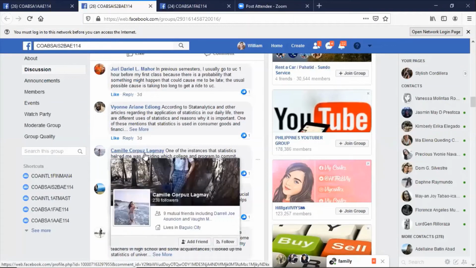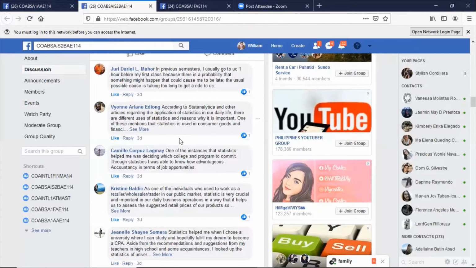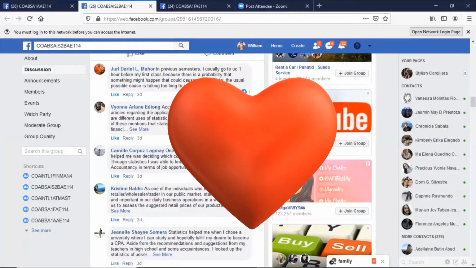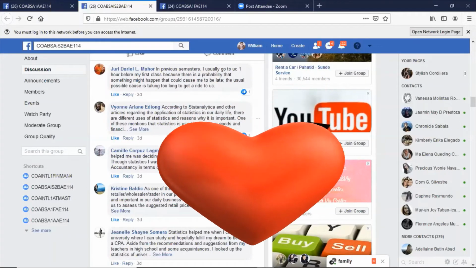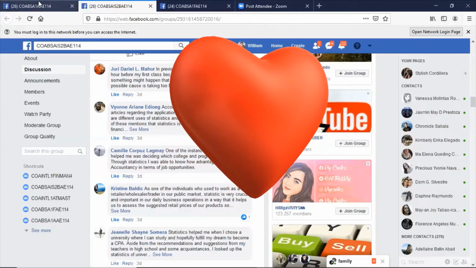So Camille Corpus Lagmay said, one of the instances that statistics helped me was deciding which college and program to commit to. Through statistics, I was able to know how advantageous accountancy is in terms of job opportunities. Well, this is very true. One of the most important decisions that you have made in your life is to decide which program you're going to enroll in because it will certainly define your future. And thank you for choosing accountancy, and thank you for enrolling at the University of the Cordilleras.